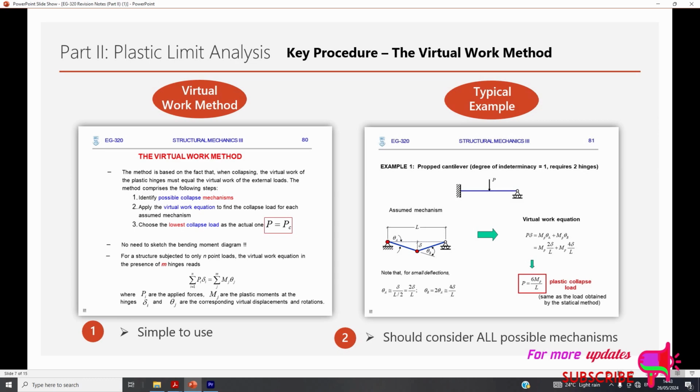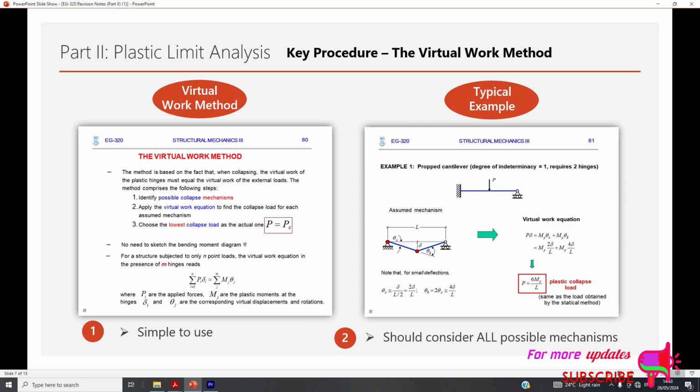The method comprises the following steps. Identify possible collapse mechanisms. Apply the virtual work equation to find the collapse load for each assumed mechanism. Choose the lowest collapse load as the actual one, that is P equals PC. So here, there's no need to sketch the bending moment diagram.